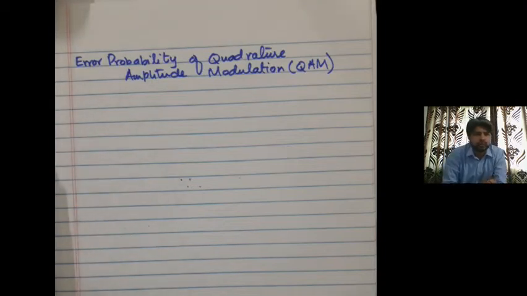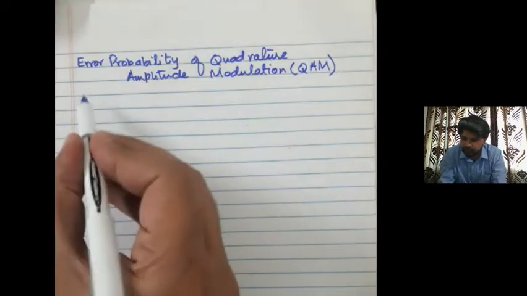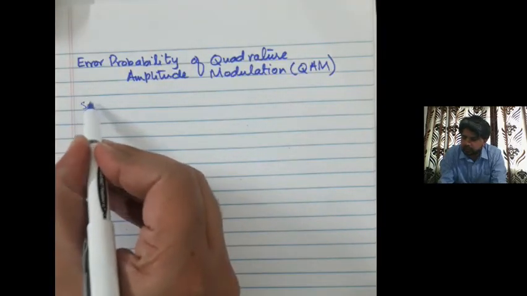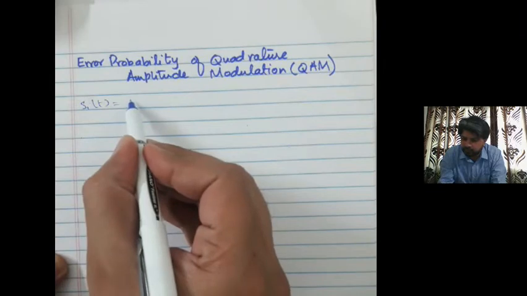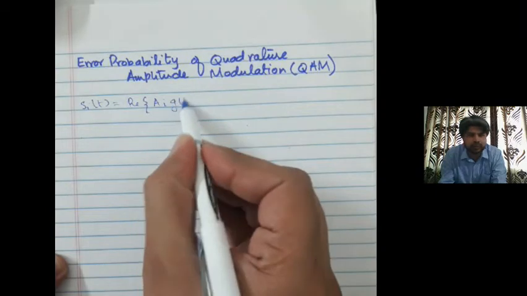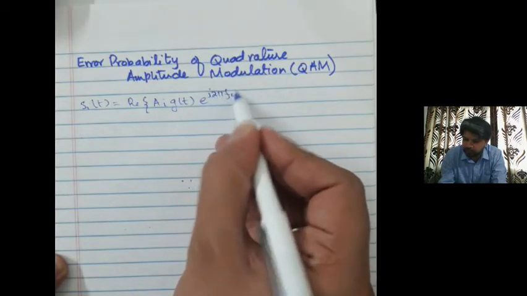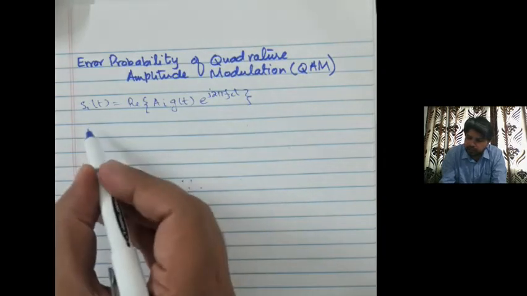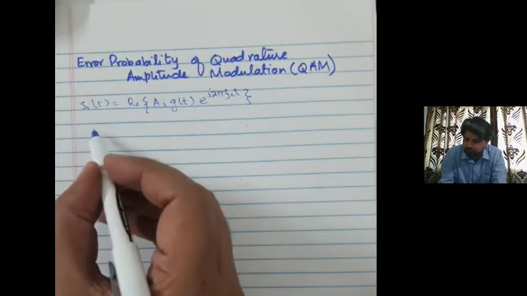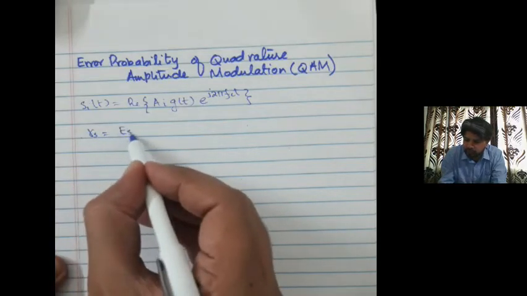So we would be talking about the error probability of the quadrature amplitude modulation in this video. The system model that we have been using throughout is s(t) is the real part of A_i times some pulse shape g(t) e^(j2πf_c t). And in the last video, we defined the quantity gamma_s to be equal to E_s over N_0.